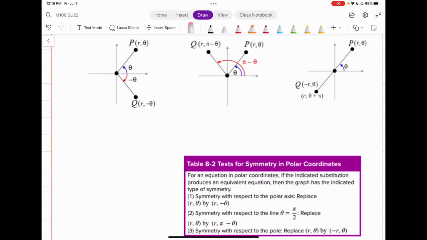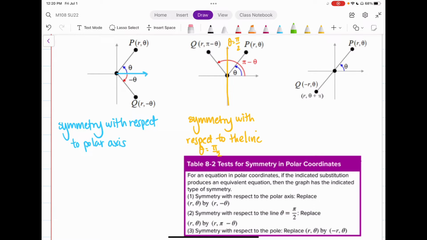Here you see a summary of the three things that we just talked about in the test for symmetry in the polar coordinates. The first graph on the left has symmetry with respect to the polar axis. The second graph you see has symmetry with respect to the line theta equals pi over 2. The third graph has symmetry with respect to the pole, which is the origin.